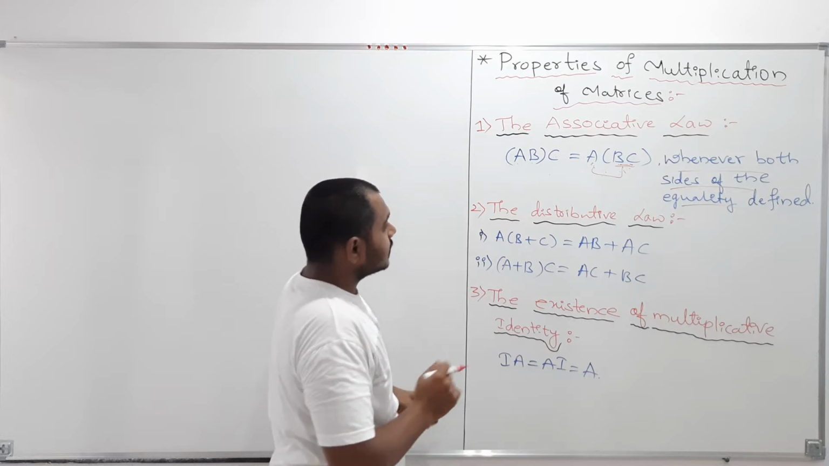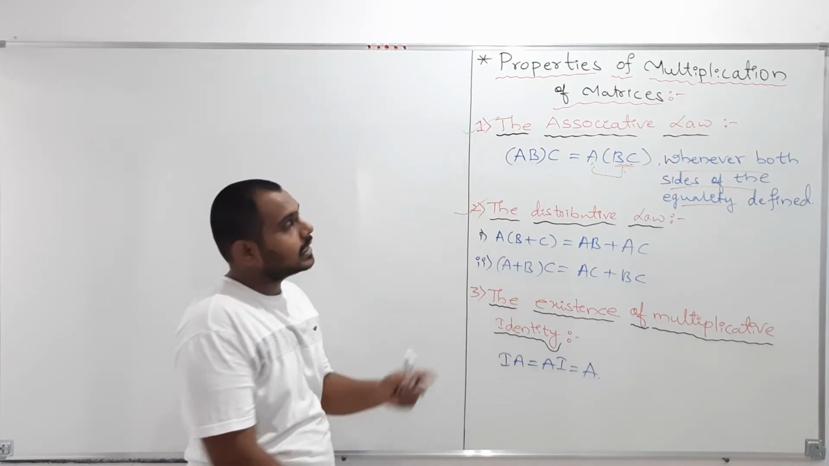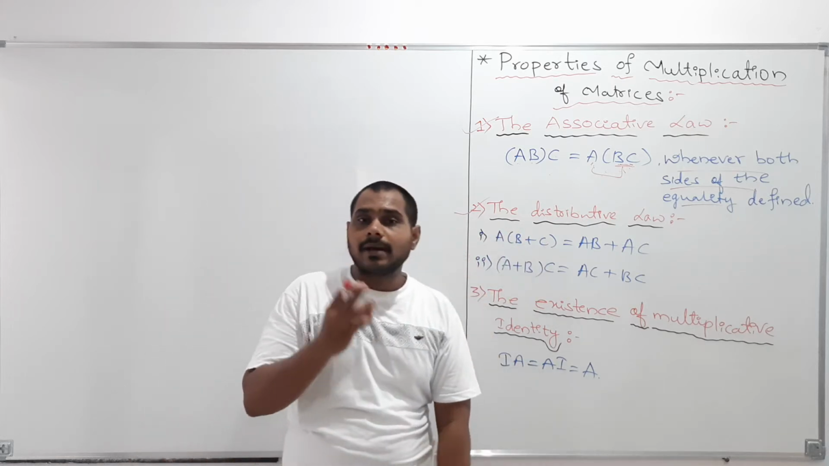Clear? And next, distributive. This is completed, and next we are going to discuss the distributive law. Here also A, B, C are any three matrices.